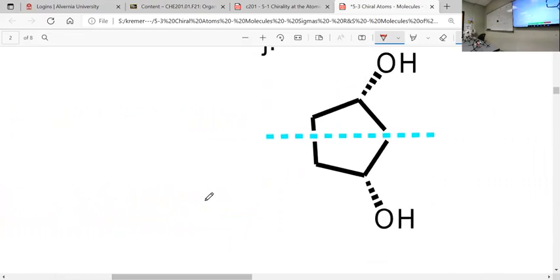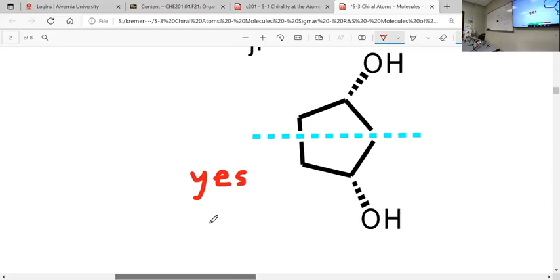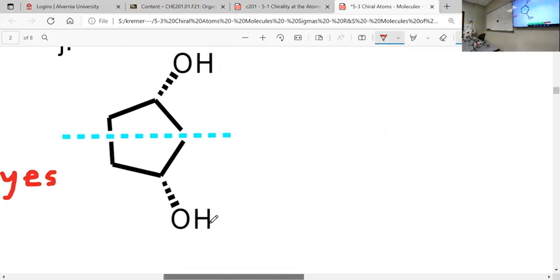How about this one? Does this have a sigma? Yep. Thank you, Molly. Correct, you are. This does have a sigma. J is yes, if that's a J. Yep. Yes. A symmetrical molecule, in other words. It does have a sigma.